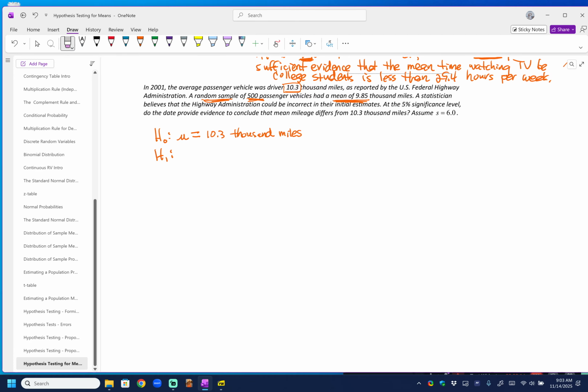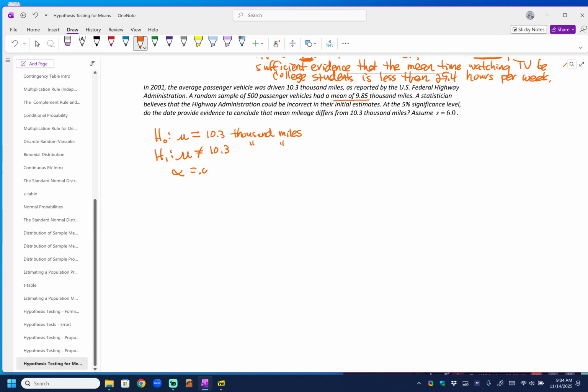Our statement for our alternative hypothesis usually comes from keywords. If you read through this again, there aren't going to be any words insinuating less or greater than, but they really use incorrect and differs, which are definitely insinuating that this is going to be a two-tailed, not equal to hypothesis test. Alpha is given as 0.05.